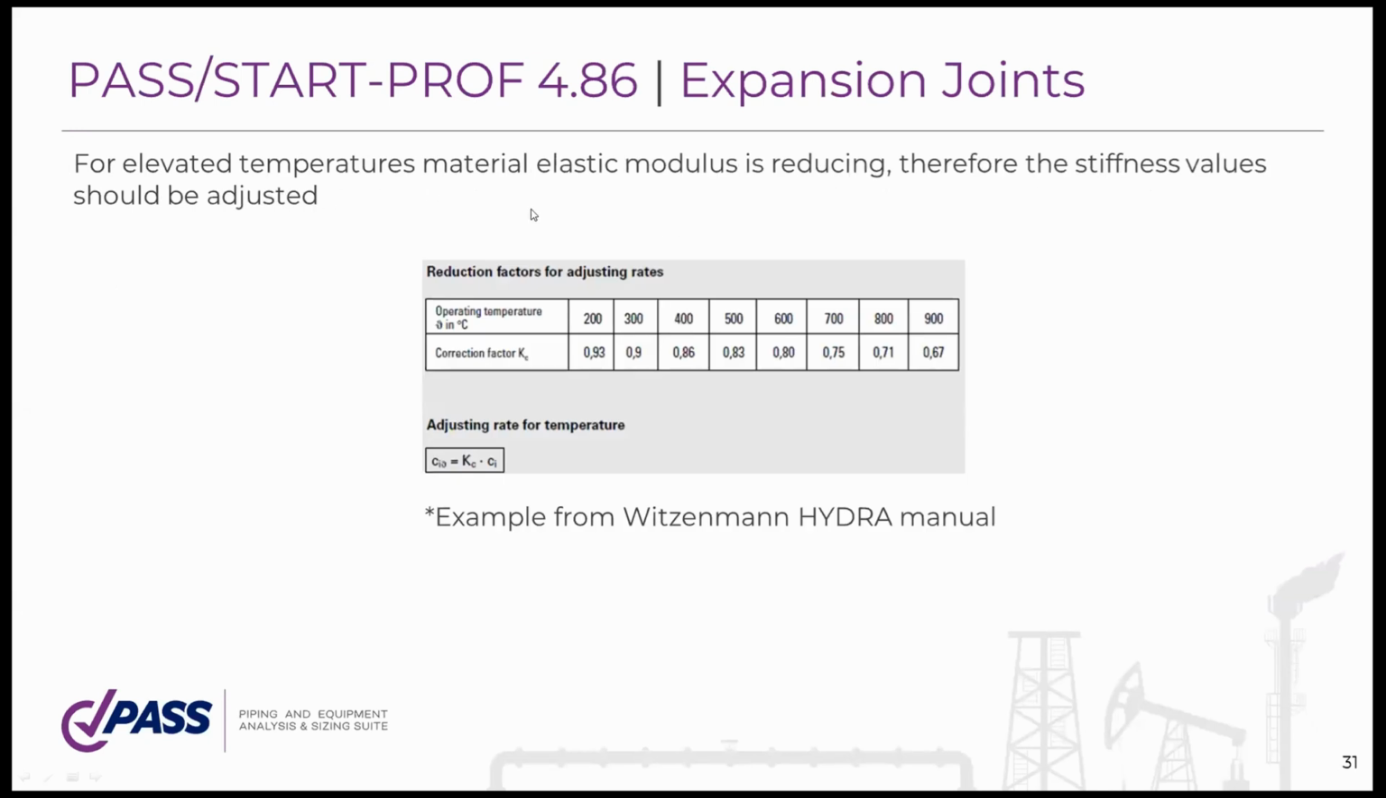Here is the example of how the temperature affects the elastic modulus, and of course it also affects the stiffness of expansion bellows. It is an example from the Witzenmann Hydro manual. You see the correction factor to the stiffness of the expansion bellows depending on temperature. And START-PROF will take the individual value of this correction factor for each load case. So the stiffness will change in different load cases.